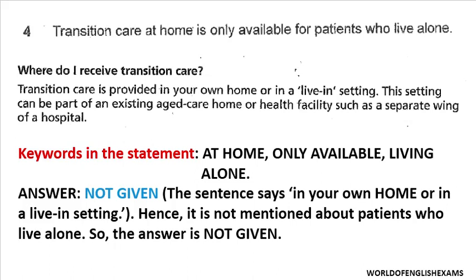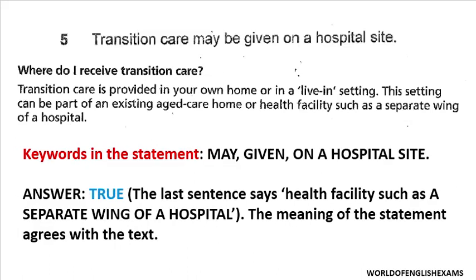Moving on to the next statement. Transition care may be given on a hospital site. So may be given is nothing but it is not compulsory, but patients may avail. Now let's start reading this. So again the same passage, but the keywords are may, given on a hospital site. Here the main words are may and on the hospital site. So we have just read this, but the answer lies in the last part of the sentence.